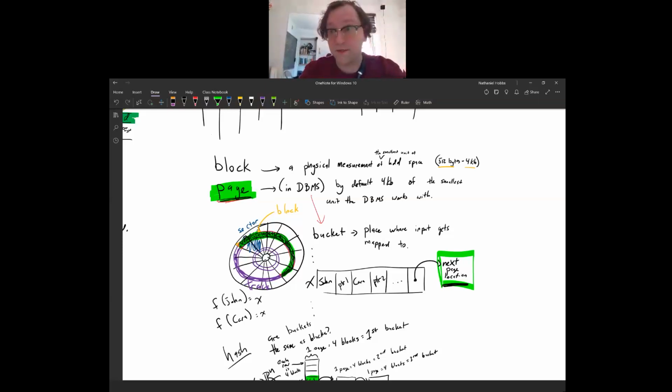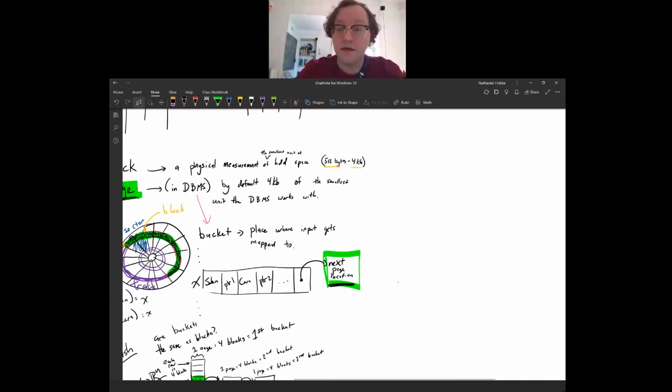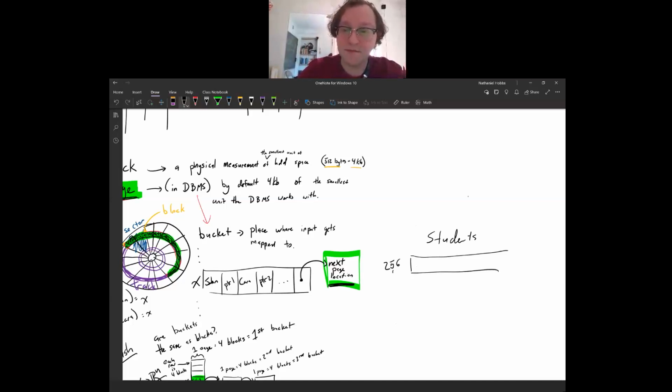Now, that means that, for example, if you have a table, I don't know, students, and one row of this table is, let's say, 256 bytes, then in one block, you could store 2 entries, and in one page, you would store 16 entries.